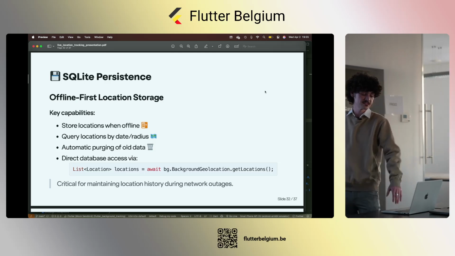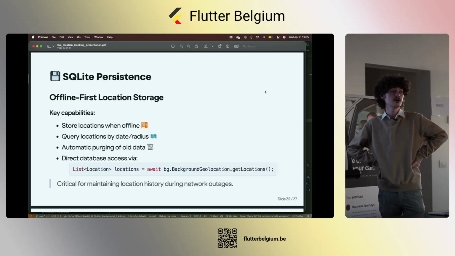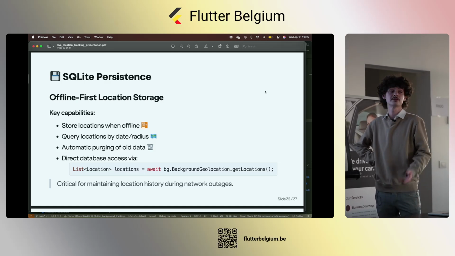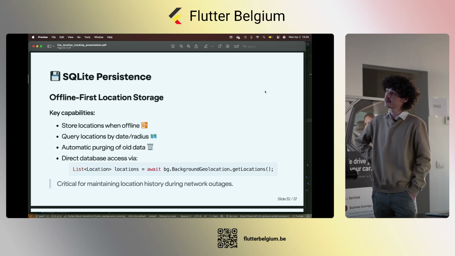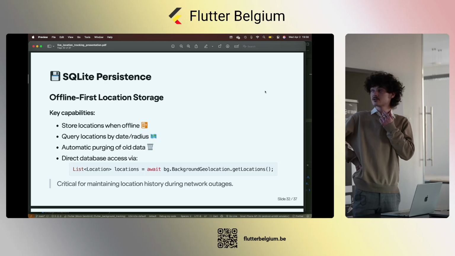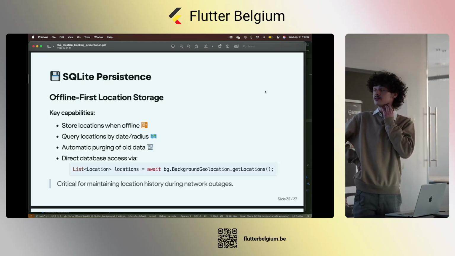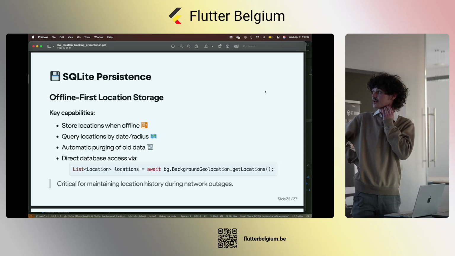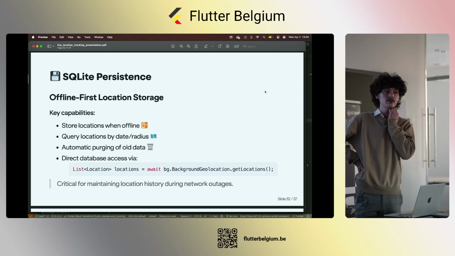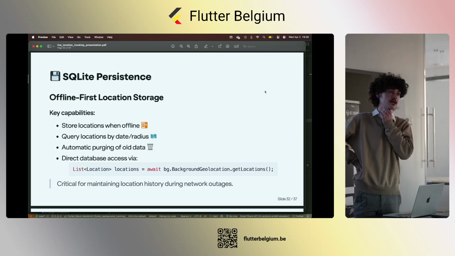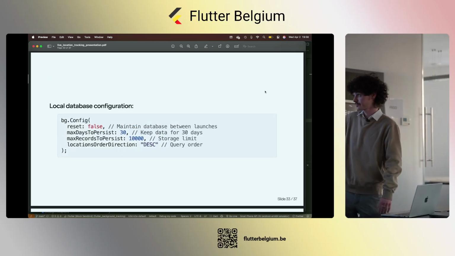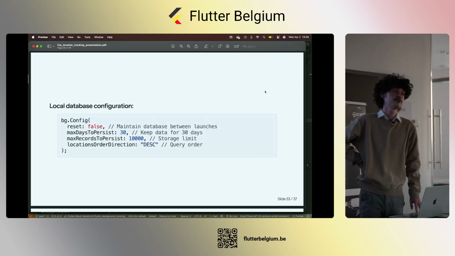This also fits in quite well with the SQLite persistence, because what if a driver goes through a tunnel, or you're losing your mobile data? Then the SQLite kicks in. This is standard in the package. It's implemented. So always your location updates are being stored. You can always get them back, and even order them or limit them in how many you want back or are being stored. This is also being done in the config. Almost everything in this package is being done in the config.